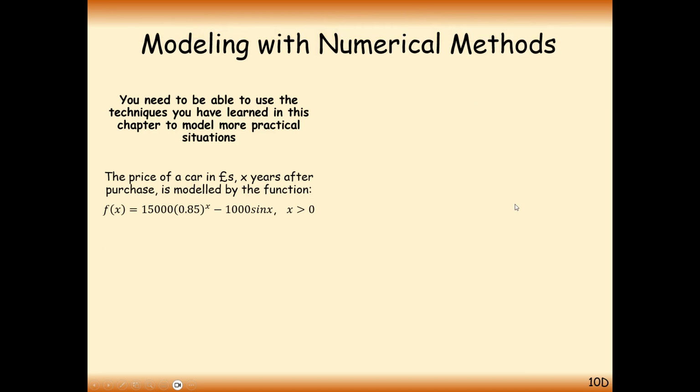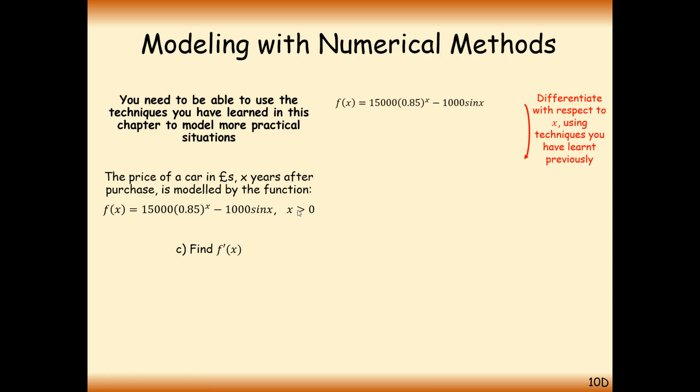Let's read the next section. We are told to find the derivative of the function. The derivative of the original function. We have to be very careful because x is the power of 0.85. The number 15,000 is simply a multiplicative constant and that will remain as it is.